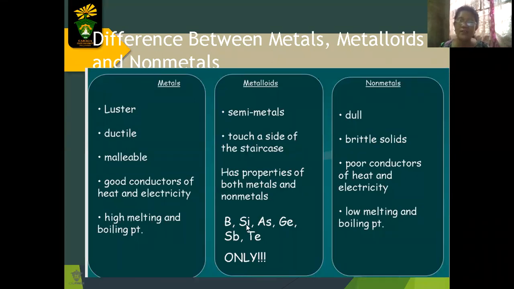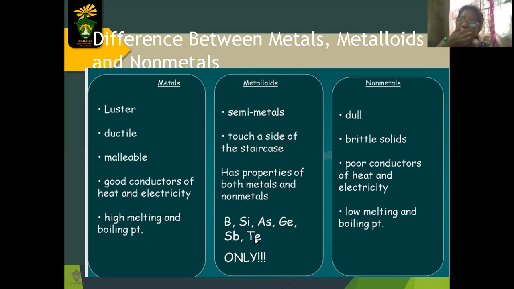Silicon is the one being used in plastic surgery for the face and for breast enhancement. If you want bigger hips, silicon can be added. If you want a taller nose, silicon can be added. So, silicon is a metalloid.